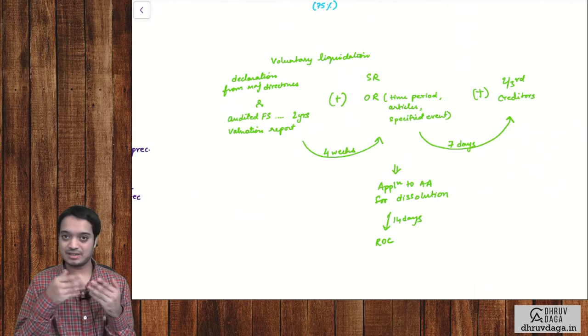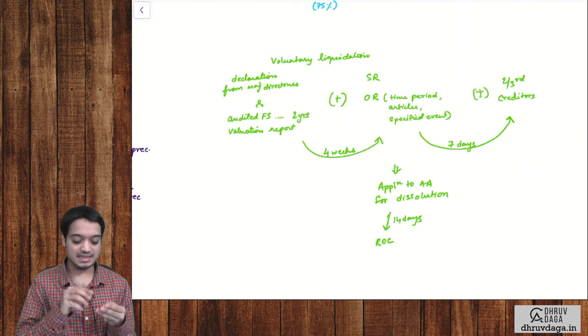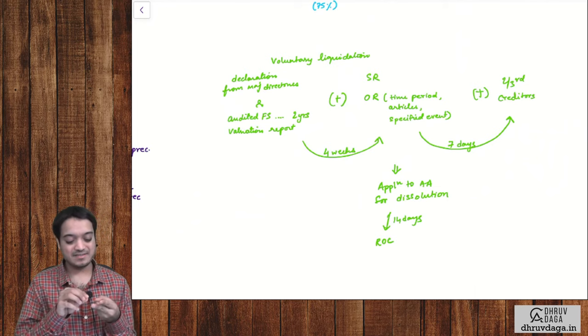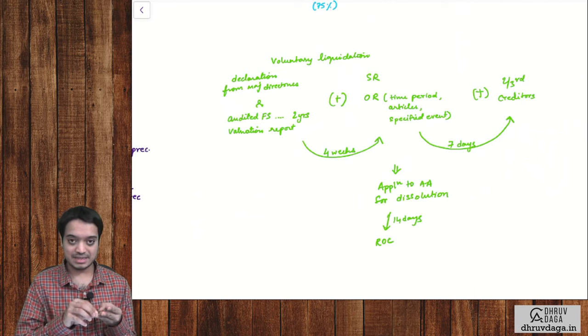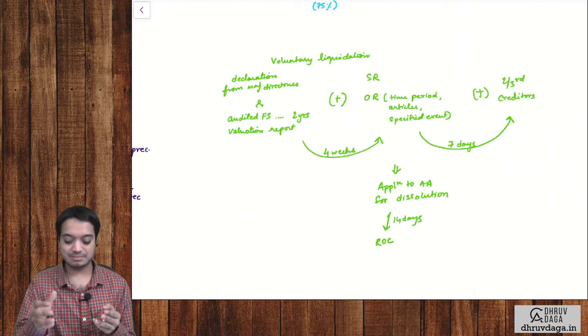Special resolution ke alawa, ordinary resolution se kaam ban sakta hai agar in mein se 3 events hain, that is the articles provide for the liquidation. Specified event provides for liquidation and that event has occurred. And number 3 is that specified time and that time has already elapsed.